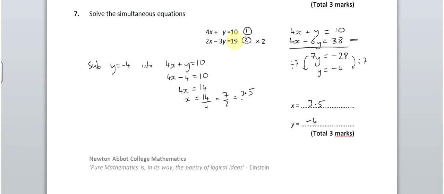Now, a little bit suspicious. I got that from this one here, so now I'm going to put both of these numbers into this one just to double check that I'm right. So 2 times 3.5, because that's what x is, minus 3 times y, but y is minus 4. And 2 times 3.5 is 7. Minus 3 times minus 4 is positive 12, and that's going to give me 19, which is what I've got here, which gives me a good sense of inner peace about my correctness.